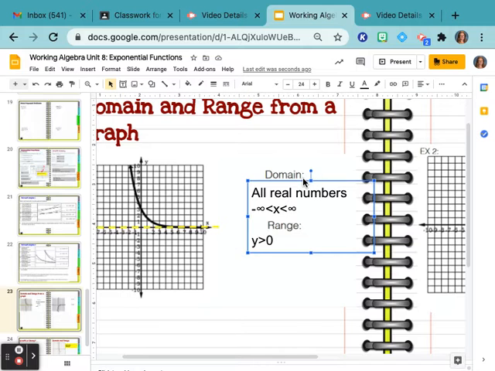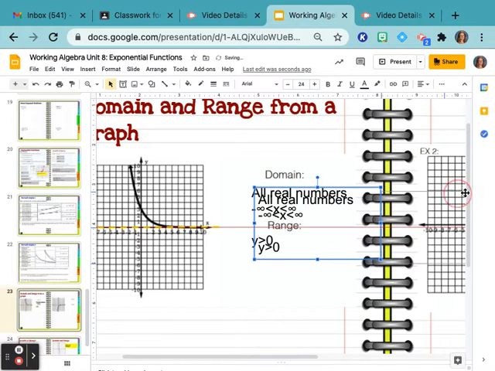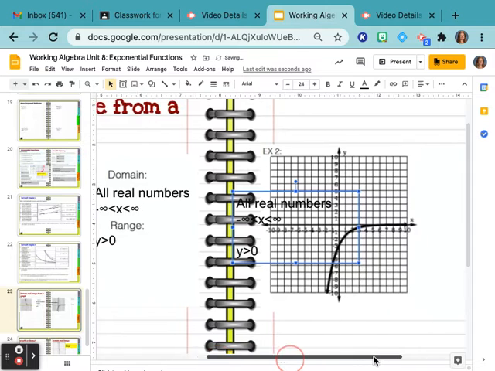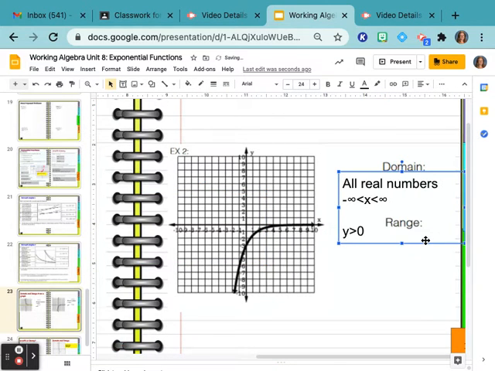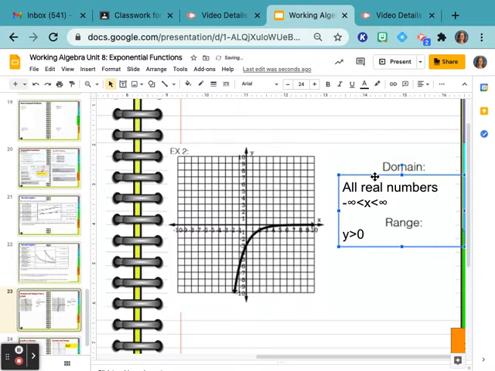I'm going to copy this over to the other part of the slide so that I can just adjust it as I need. I know it's not the exact same, but I'm just going to use that as my template. So let's look at the domain. Domain is your x's. So this arrow tells me it's going to continue to get bigger and bigger and bigger. It's going to go to the left forever and to the right forever. So the domain is all real numbers, negative infinity to positive infinity.